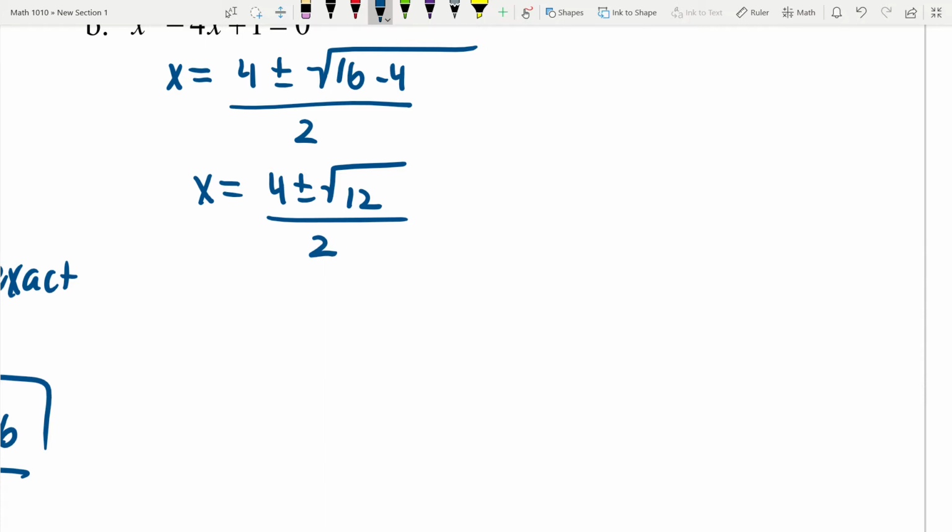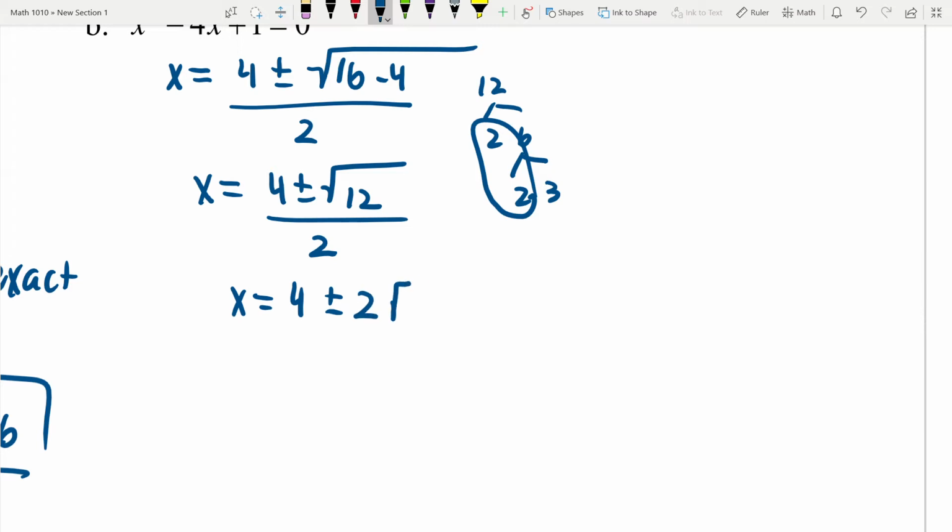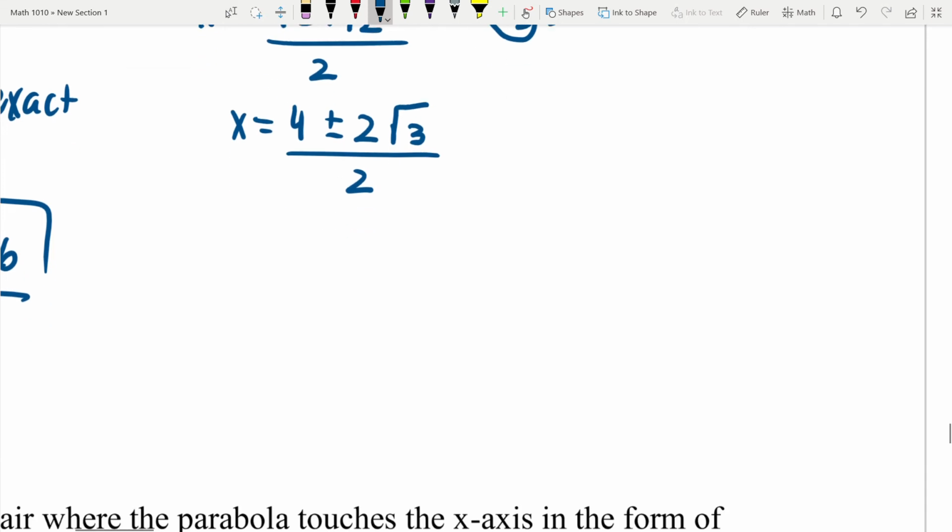Okay? Raise your hand if you are 100% following this lesson so far. Do a big raise. Okay, great. Tell me what to do now. All of you use your voices. What do we do now? Break down the 12, right? So 12 is 2 times 6. 6 is 2 times 3. So these two 2's come out as a single 2. So you have x equals 4 plus or minus 2 square root of 3 all over 2.